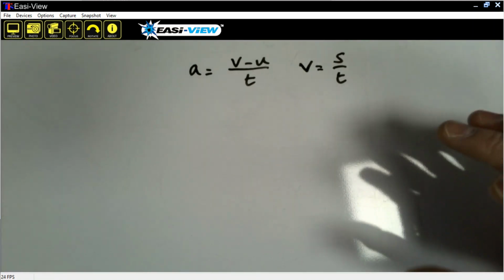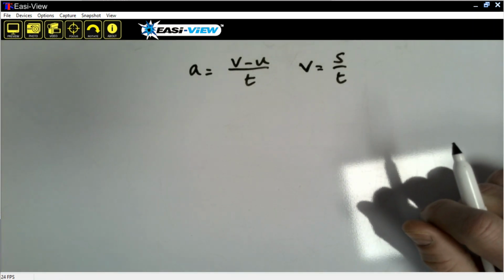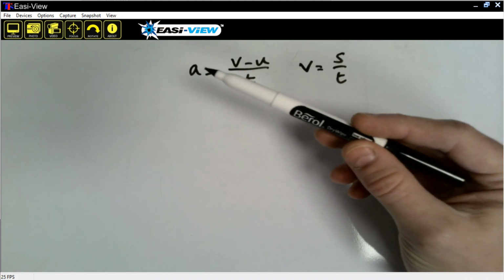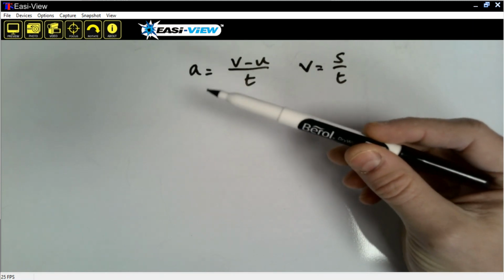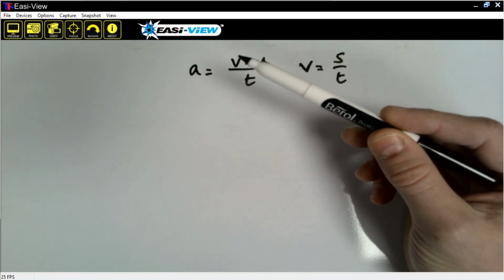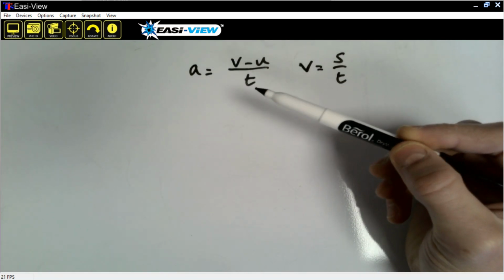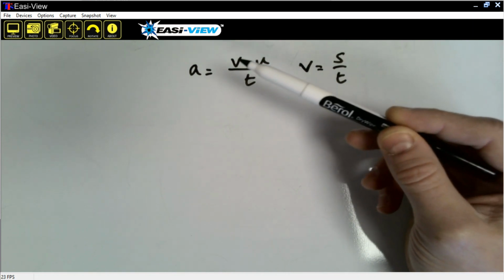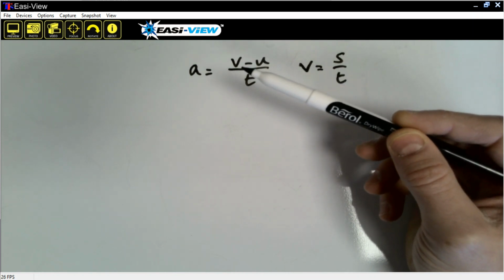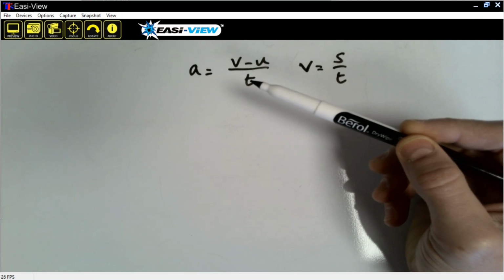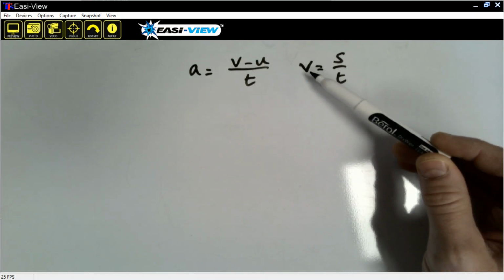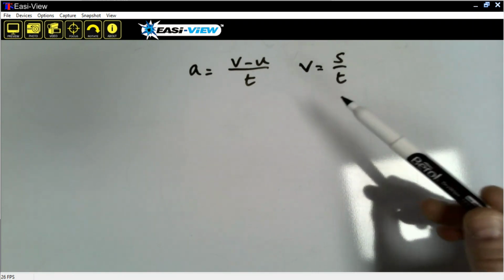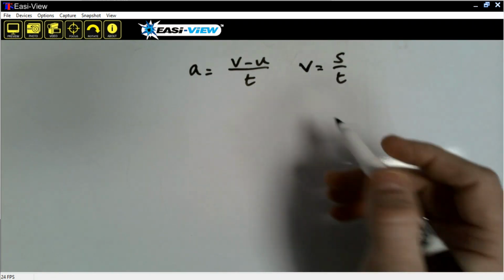So I can do the equations of motion in any order, but I've chosen this one to do as my second equation of motion. And my starting point is defining what acceleration is. So acceleration is the final speed take away the initial speed over t. So it's the change in speed divided by time, or it's telling us the rate at which the speed is changing per unit time. The speed is displacement over time. So we've got a couple of defined terms there.